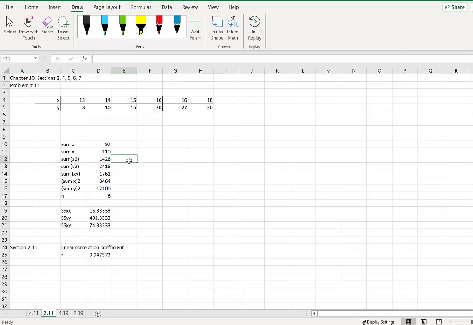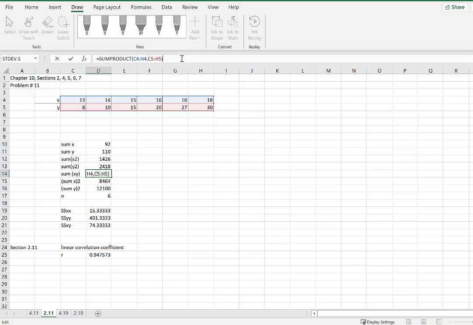Similarly, y is the same kind of thing. I use that sum of square function as well for that same set. For the sum of xy, what I did on this one was a sum product, which is an interesting function inside Excel. It looks at these two different rows. It's going to take the array from C4 to H4, and also the one from C5 to H5. It'll look at the column first, and take C4 times C5. Then, because it's doing the product, it's going to sum that with the next column.